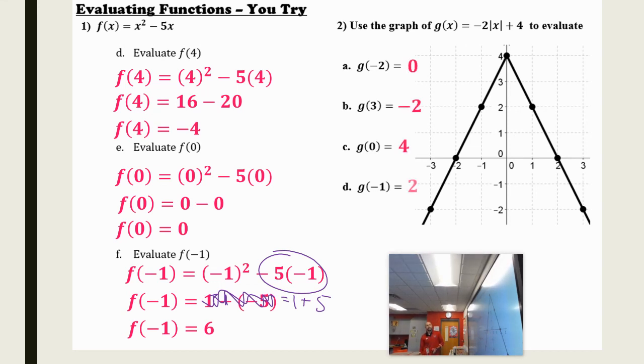And then for number 2, there are all of your answers. Remember, those are the y values, right? So this is the x, this is the y value for each ordered pair, right? So g of negative 2, here's negative 2 on the x-axis. It falls on the x-axis. That means the y value corresponds to 0.